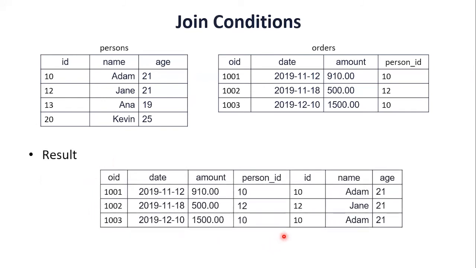You can see this part is the orders table and this part is the joined persons table wherever it has found a match. You can see 10 and 10, all of them match. Note one thing here: in the orders table we have 4 records, the persons table has 4 records, and there are 3 records here. In the result, you can see there are 3 records coming from the orders table joined by the matching ones from here. You can see this Kevin person is not included here since there was no matching record for orders here.